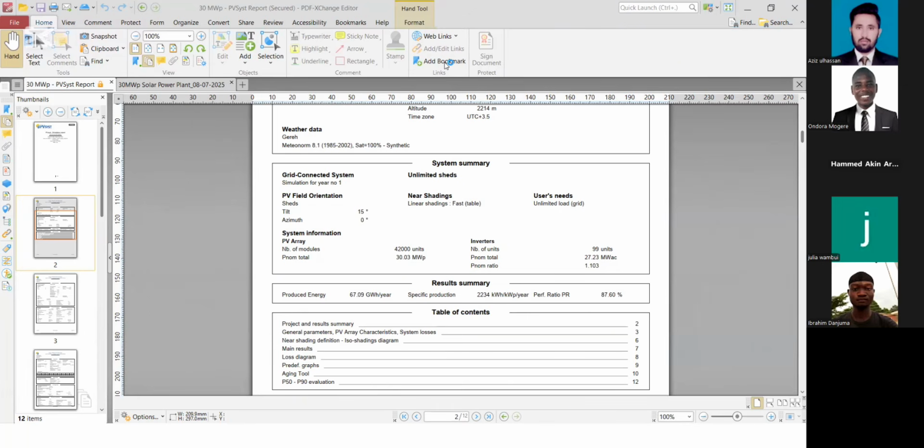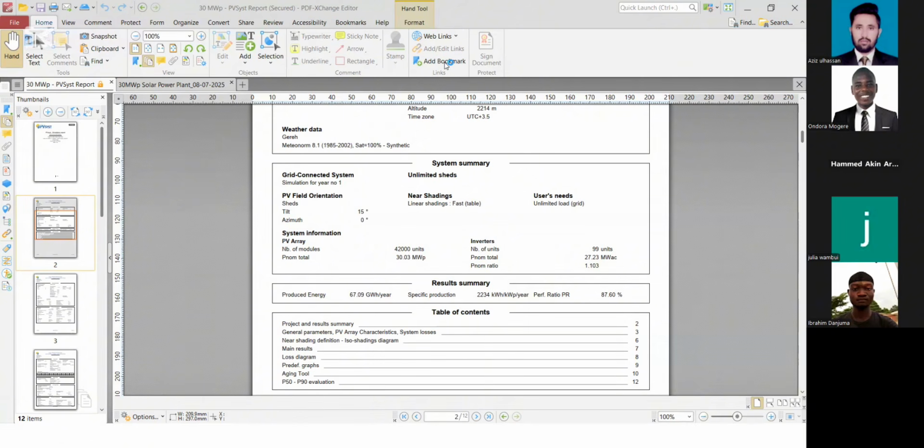In PVsyst, first of all we know which system we are using, like an on-grid system, which Mr. Andorra has already explained to all of you. The PVsyst software gives us the capacity to estimate and simulate all the systems, like the hybrid system, on-grid, and solar pumping system. But in large-scale projects, we are using the on-grid system.